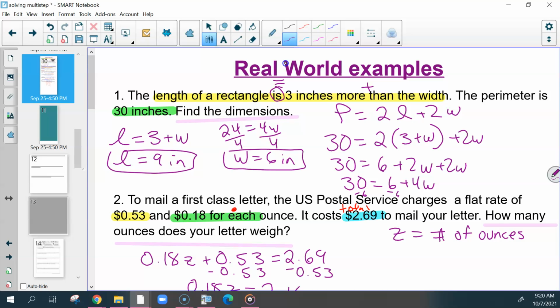If you have any questions on that one, say that one more time. How did 24 do what? We subtracted 6.